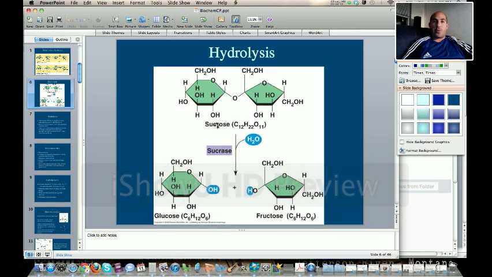I hope that was helpful in reviewing the ideas of dehydration synthesis. Dehydrate, pull the water out. Hydrolysis, add water. Fire hydrant, hydrate, water, hydrolysis. Add a water and split it. Dehydration synthesis, pull water out and synthesize, bring together.